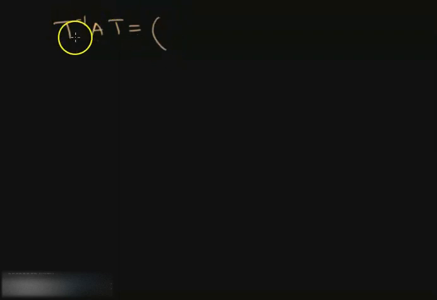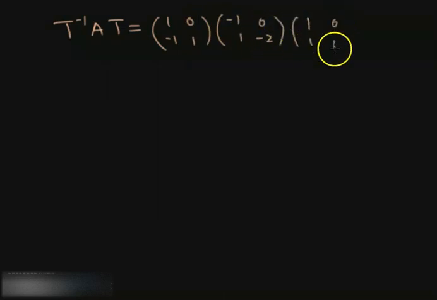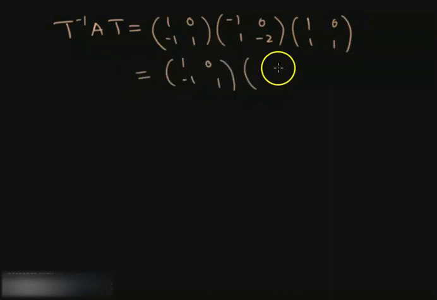My T inverse was [1 0; -1 1], my A was [-1 0; 1 -2], and my T was [1 0; 1 1]. Okay, so now [1 0; -1 1], let's compute this. So this is going to be -1, this is going to be 0, this is going to be -1, this is going to be -2.